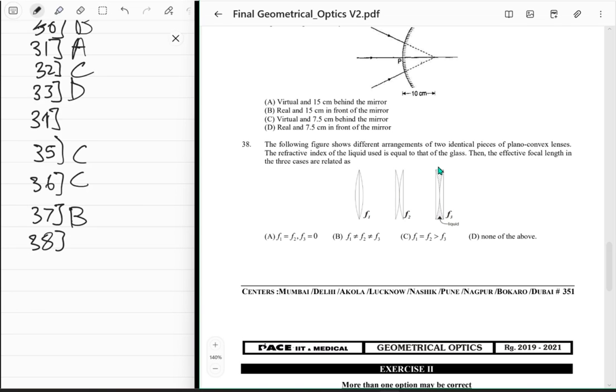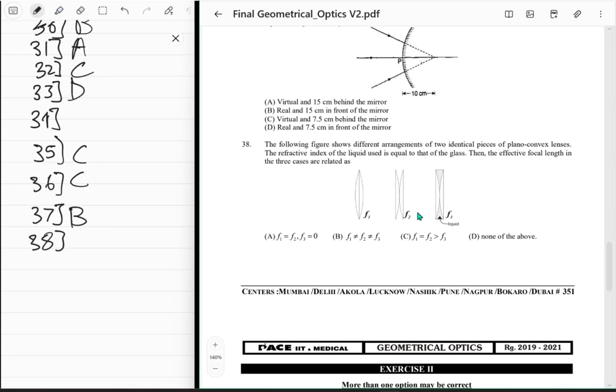Or you could say it has, because these have zero curvature, a focal length of infinity. That's one thing you could say. You send in parallel rays, they never converge, so you would say it's converging at infinity. So F3 is bigger than any of these. What? No, F3 is not zero.